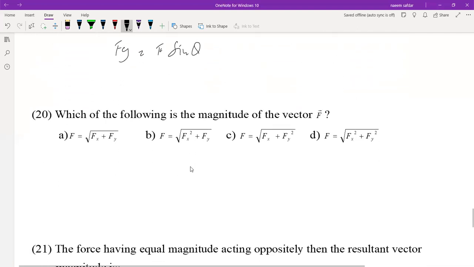MCQ number 20. Which of the following is the magnitude of vector F? So we have to find the magnitude of vector F. Option A: F is equal to Fx plus Fy. B option is F is equal to Fx square plus Fy square. C option F is equal to root Fx plus Fy square. D option root Fx square plus Fy square. तो हम पाइथागोरस थ्योरम से जो ड्राइव करते हैं मैग्नीट्यूड ऑफ द वेक्टर का फॉर्मूला है F इज इक्वल्स टू रूट Fx स्क्वायर प्लस Fy स्क्वायर.